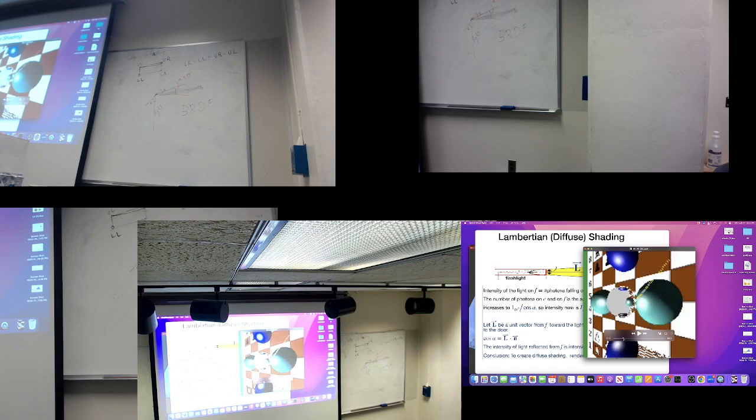That's a hitting point. And now, to know the illumination at the hitting point, I need to know the direction of the light. The direction of the light, L, would be what? Light minus Q. Light minus Q is the direction to the light, normalized by the length of light minus Q, of course, because I like it to be a normal vector. But I need a normal.